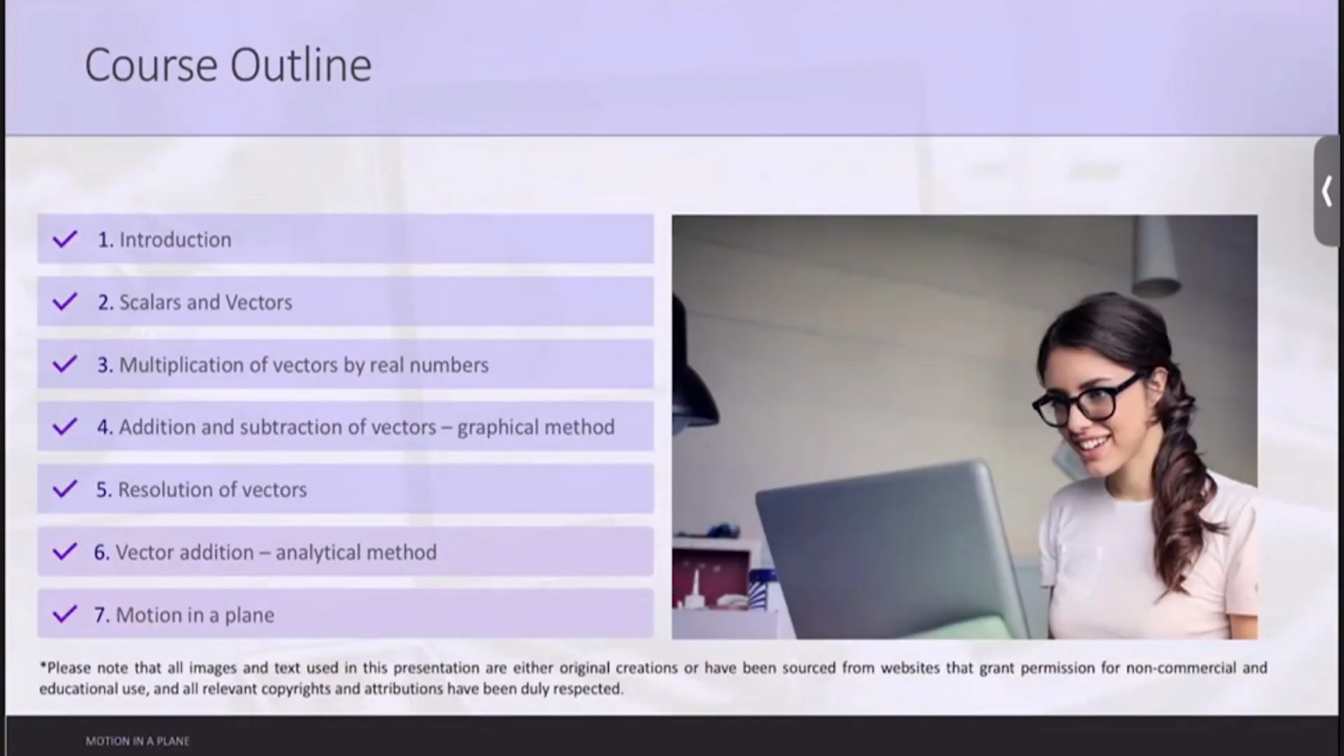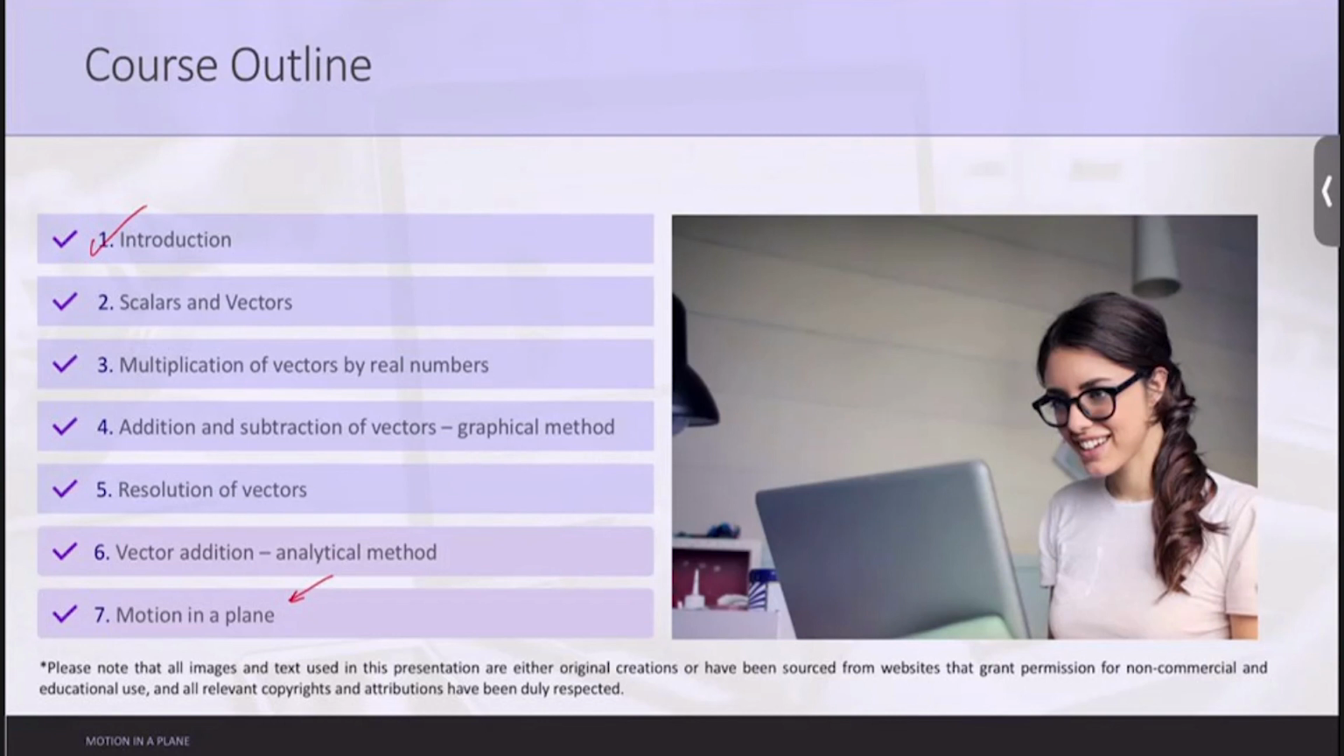Okay. So, course outline first of all, so that we are in sync with everything which is going on, whatever things you are starting to understand. Right now we are on the seventh point, that is motion in a plane. Before this, we started with the introduction in which we understood how we propagated our dimensions from one dimension to two dimensions.